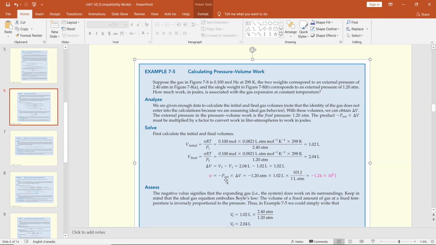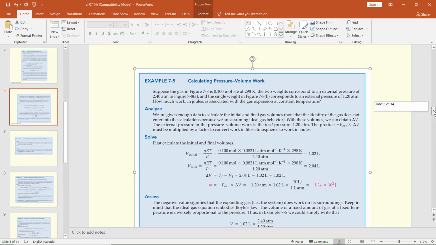So work is minus 1.2 times 1.02, which is the change in volume. So we have a fixed external pressure given as 1.2 atmospheres. The change in volume is 1.02 liters. So you multiply that together, then there's a conversion factor. Usually we don't leave things in liter atmospheres, we convert them to joules. You would be given that conversion factor, that 1 liter atmosphere is 101 joules. So you multiply that all out and you get work of minus 124 joules. Okay, so that's how that works.